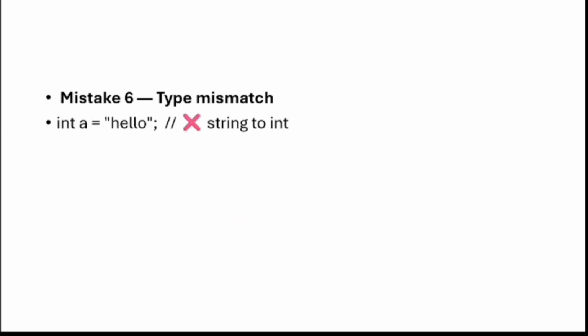Okay, next, type mismatch. Here you have declared a data type but you have used the wrong data type. See, you are writing int a is equal to, you are taking a variable of integer type but storing the value of string hello.